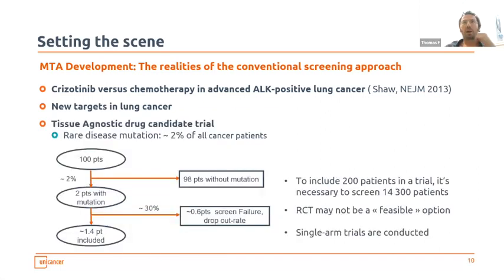Consider a tissue-agnostic drug candidate in a subpopulation of patients. This subpopulation of patients was selected by a biomarker with a 2% incidence. If 100 patients are screened, 2 patients with mutations will be identified, to finally include approximately 1 patient. Under this hypothesis, it's necessary to screen 14,300 patients to include 200 patients in a trial. In this setting, a randomized comparative trial may not be a feasible option, and it's necessary to conduct a single-arm study.